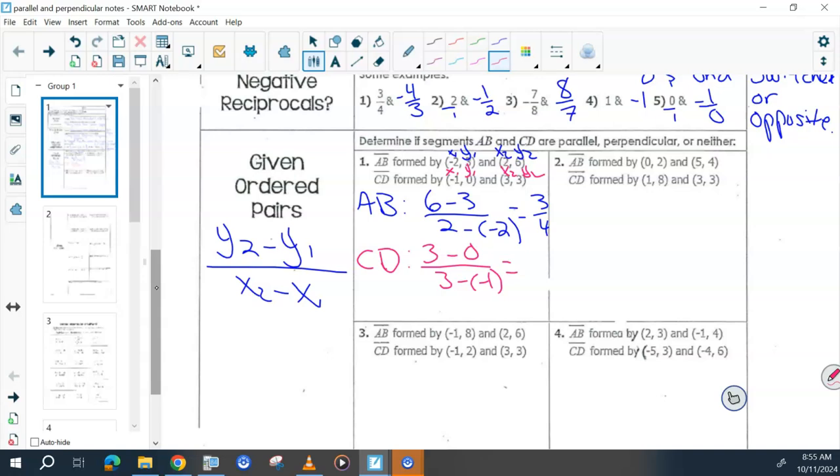What would that slope be? Also 3/4. So these two lines are parallel, perpendicular, or neither. If they're the same, they're parallel. So you can write out the word parallel, or you can use the symbol that you'll see in geometry to show parallel, two vertical lines. Questions on how we found that before we move on?